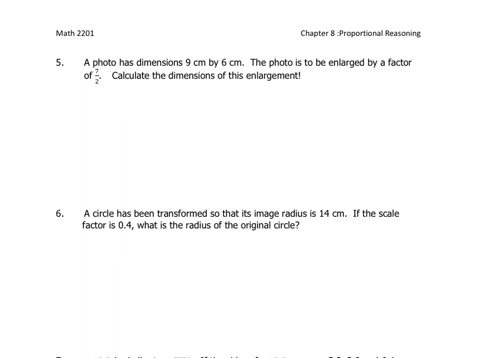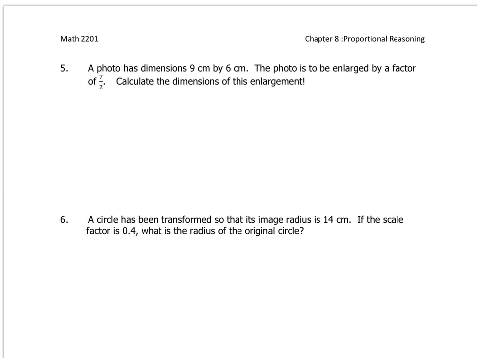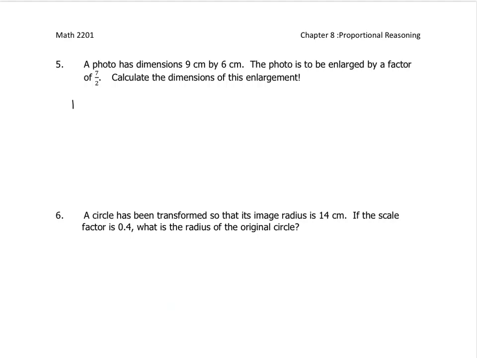Question number 5. A photo has dimensions 9 by 6. The photo is to be enlarged by a scale factor of 7/2. Calculate the dimensions of the enlargement. Well, if you know your scale factor, then the new, if we look at our formula, K is equal to the image over the original. Then if we kind of consider cross-multiplying that, the image length should be K times the original.